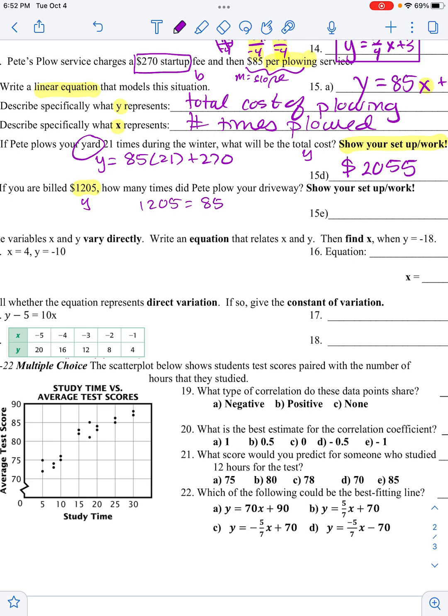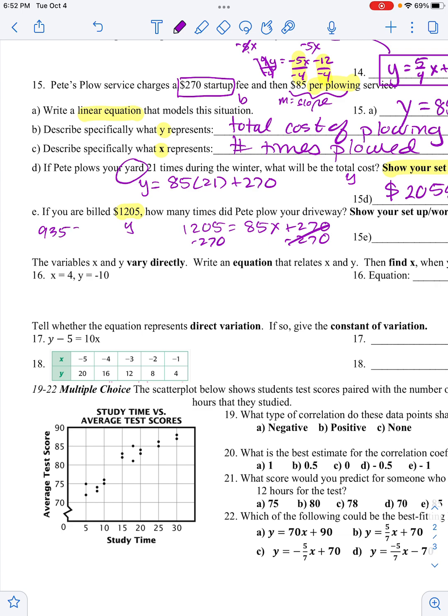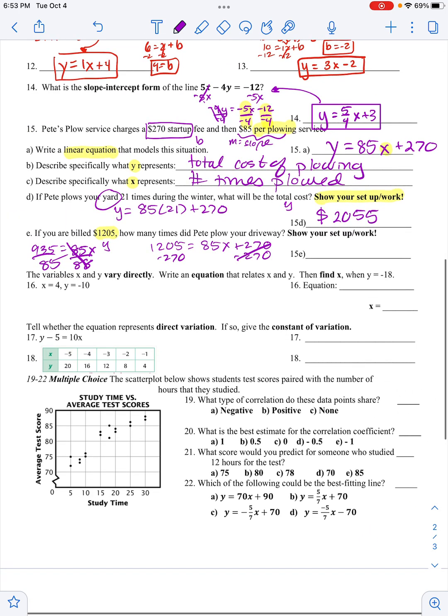I'm going to have 85 per plow plus my 270 startup fee. But what I'm trying to figure out is how many plows that is. So basically solve for x. So 1205, and I'm subtracting that 270, like that startup fee. And that is telling me that I don't really have any room. 935 equals 85x. So I'll divide by 85, and that should tell me how many times that they had to plow. So here it was 11 plows before I had that bill.